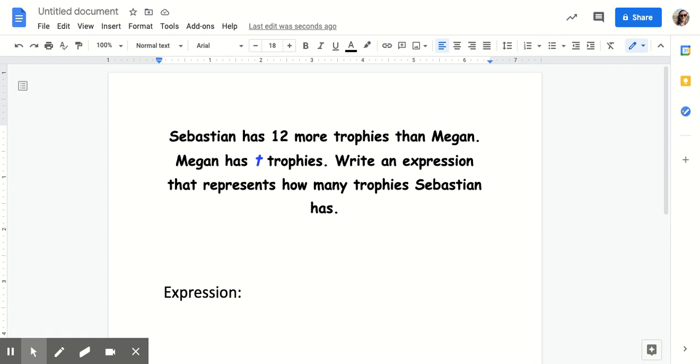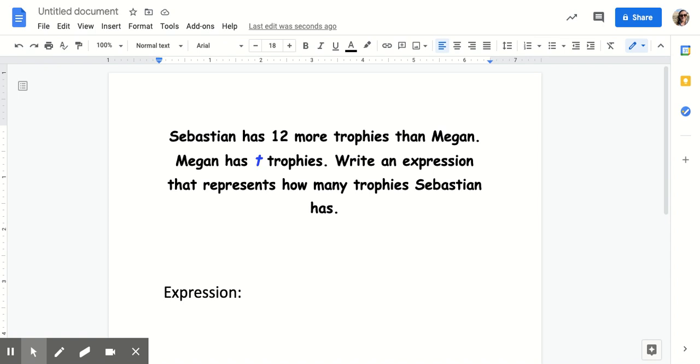So, step one is to read my whole word problem and code my word problem for what I know already and what I don't know yet. So, this word problem says Sebastian has 12 more trophies than Megan. Megan has T trophies. Write an expression that represents how many trophies Sebastian has.